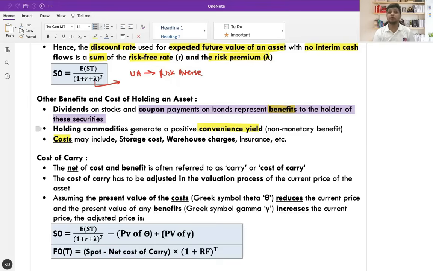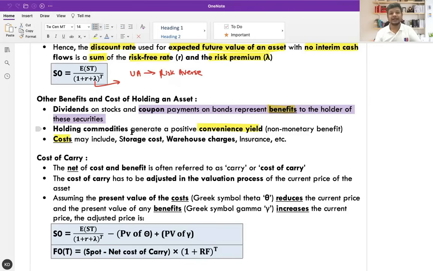Now that potential benefit of holding the asset in the spot or underlying asset rather than a future is called a non-monetary benefit. Are you getting my point? We'll discuss that at length also. But convenience yield is a return for the convenience of having the physical asset rather than not having it. You can use it for your production or you can sell it later at a higher price. That's the convenience yield of holding an underlying asset. Are you getting my point?